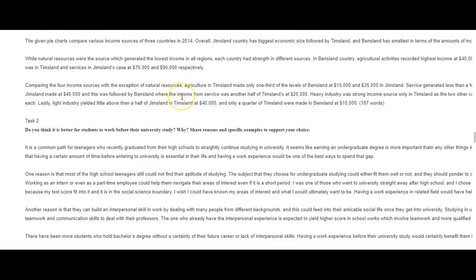I think you mean and. Oh, I understand. In Timsland. Okay, at 40,000. I know a quarter of Timsland was made in Bensland.